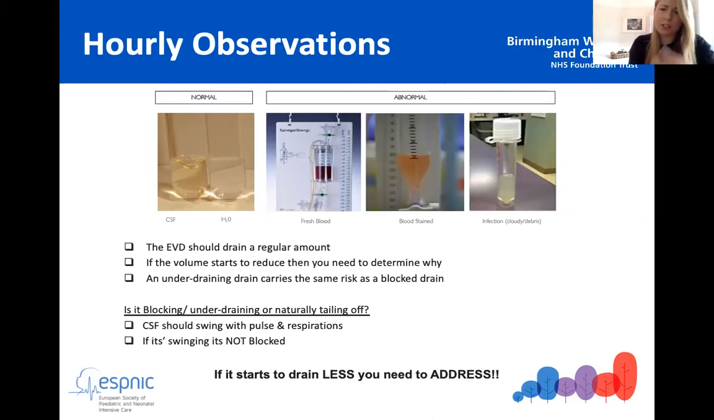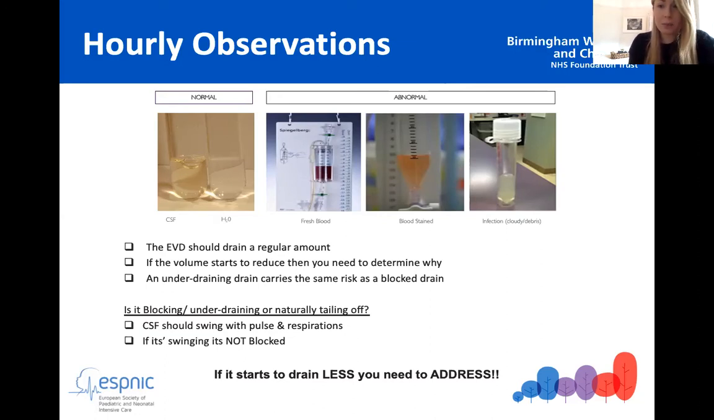But the most important thing to remember is, has the CSF drainage stopped or has the CSF drainage tailed off? If that happens, you need to assume that your EVD for some reason might be blocking, and then you need to take the appropriate steps to troubleshoot that management, which we'll go on to on the next slide.